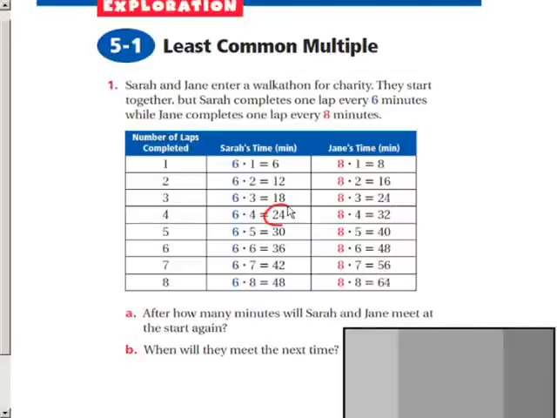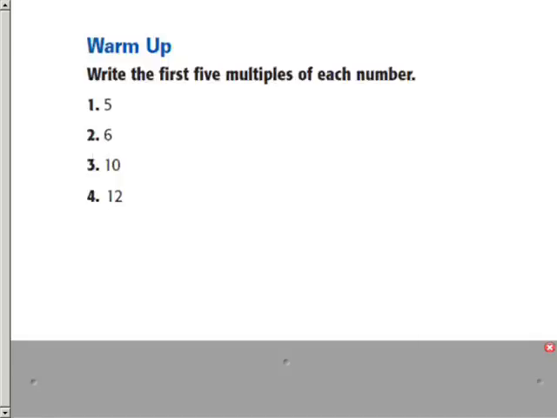I notice that at the 24-minute mark, they are both at the starting line. Then again, 30, 36, 42, 48, and 32, 40, 48. At the 48-minute mark, they also are both at the starting line at the same time. This is what lowest common multiple is all about. It's the first multiple of 6 and 8 that they have in common, which in this case would be 24. So let's talk about it a little bit more.